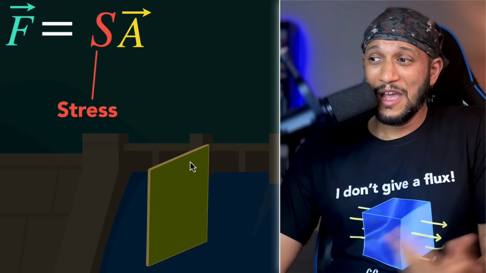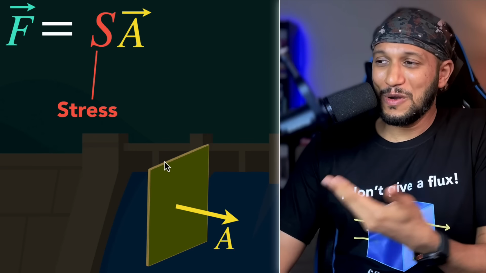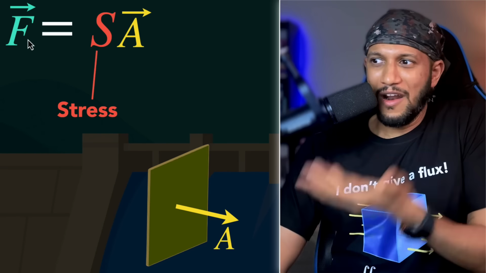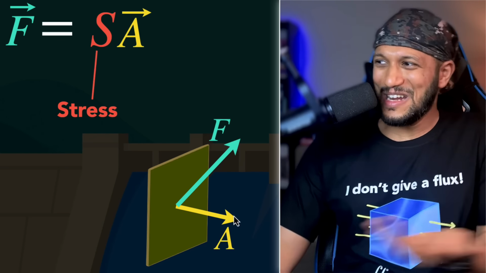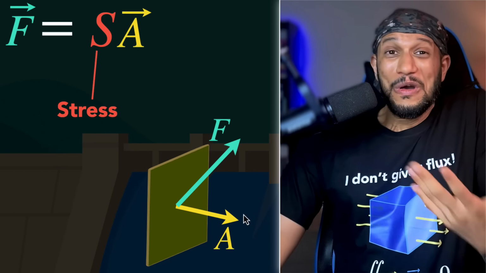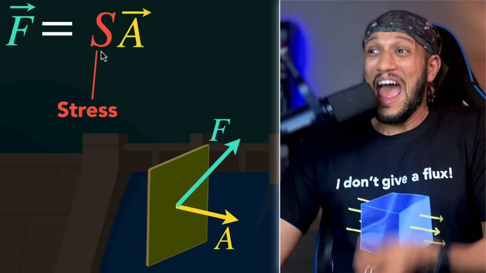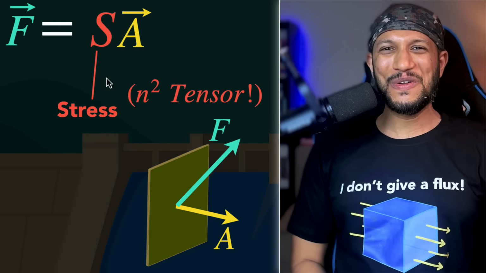Well, let's see. Area is always perpendicular to the surface that we choose. And what about the net force? Well, there are multiple forces acting over here, so the net force can be in any direction, right? It depends on the context and what all is forcing it. So clearly, net force and area need not be in the same direction, and therefore, boom, stress has to be a rank 2 tensor.